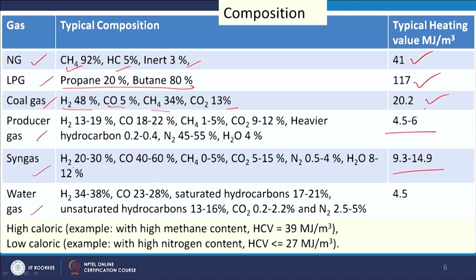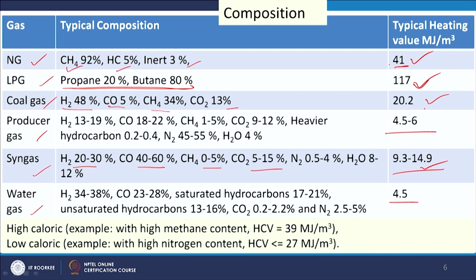For this case, hydrogen is 20 to 30%, carbon dioxide 40 to 60%, CH4 5% and CO2 5 to 15%, like this. So, in this case also the heating value is not very high. Water gas also has very low heating value. So, to be an energy candidate, obviously the heating value is very important, and we see that LPG has the highest heating value among the others, followed by natural gas.